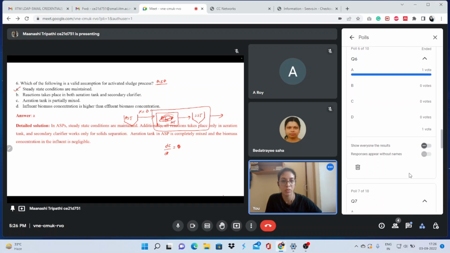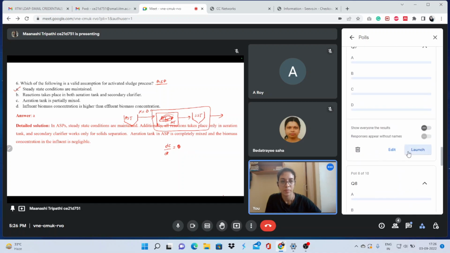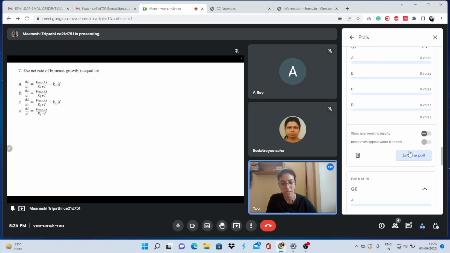We'll move towards the next question. Question number 7. The net rate of biomass growth is equal to, this is the same as the growth curve. We are talking about net rate. Net rate means growth minus death. From here to here, it's growing. After that, death is there. So what will be the net biomass growth? This is X and this is T.